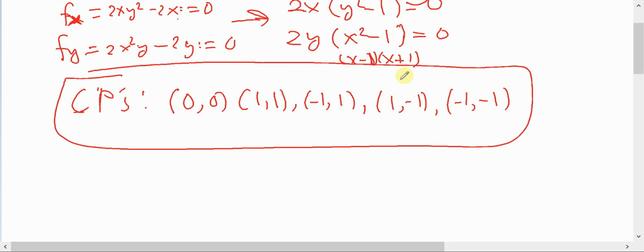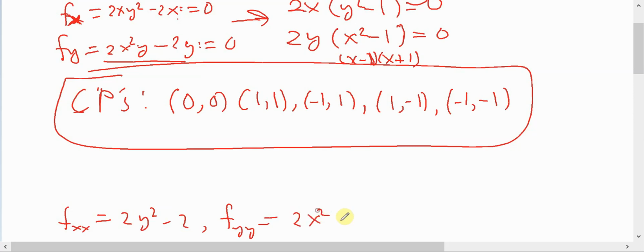Now below, we're asked to test these critical points, and I'm going to go ahead and write my second partials, because that's what I'm going to need to use. I need my second partial with respect to x, which is 2y squared minus 2. I need my second partial with respect to y, which is 2x squared minus 2. And I need my mixed partial, which is going to be 4xy.